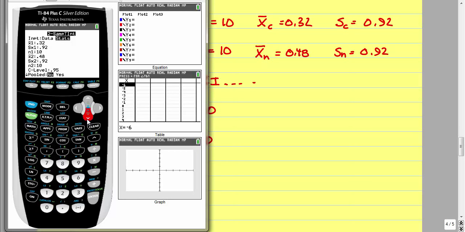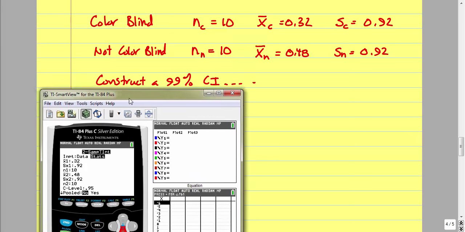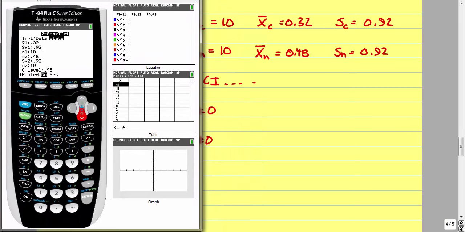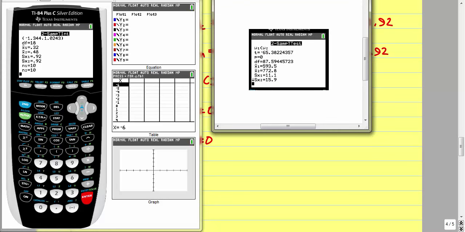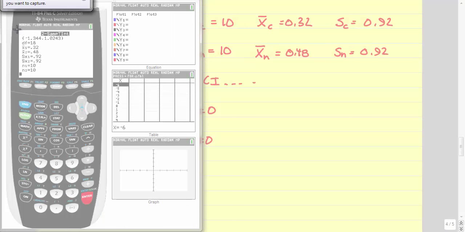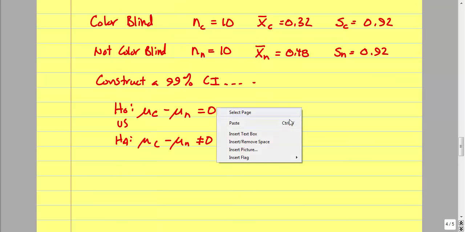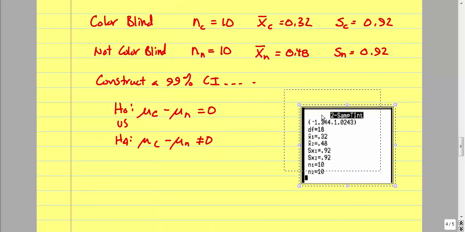Now my confidence level was 99%, that was given. So I'd have 0.99 here. It's not pooled, so I'm going to stick with no here. And I want to go ahead and just calculate my confidence interval. Now once I have this confidence interval, then I can answer some questions about my null and my alternative hypothesis.